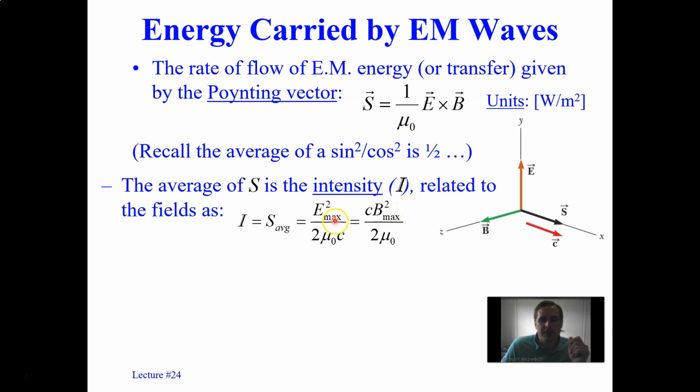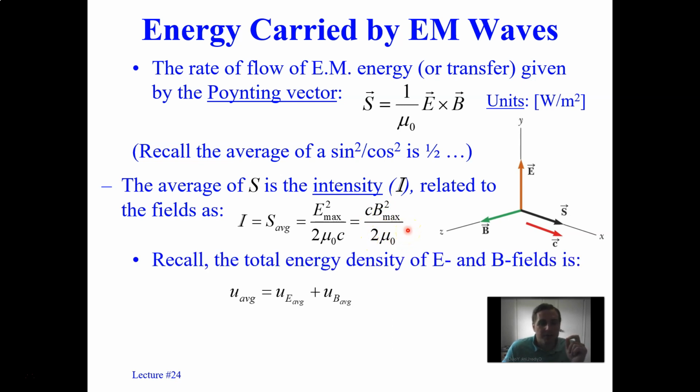So without showing you the details, the intensity is the average of this Poynting vector, and that's going to be the maximum electric field squared divided by 2 mu naught c. And remember, this mu naught is the permeability of free space, and c is the speed of light. Or it can be written as c times the maximum magnetic field strength squared over 2 mu naught. Okay, so there we go.